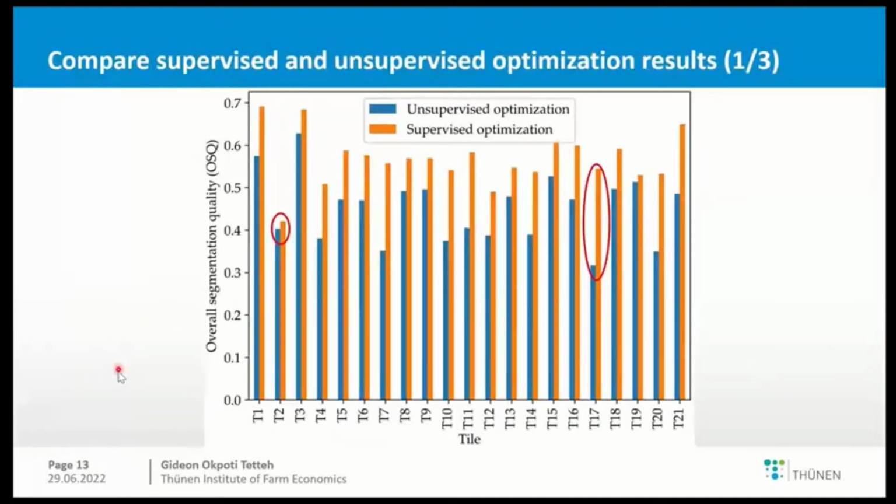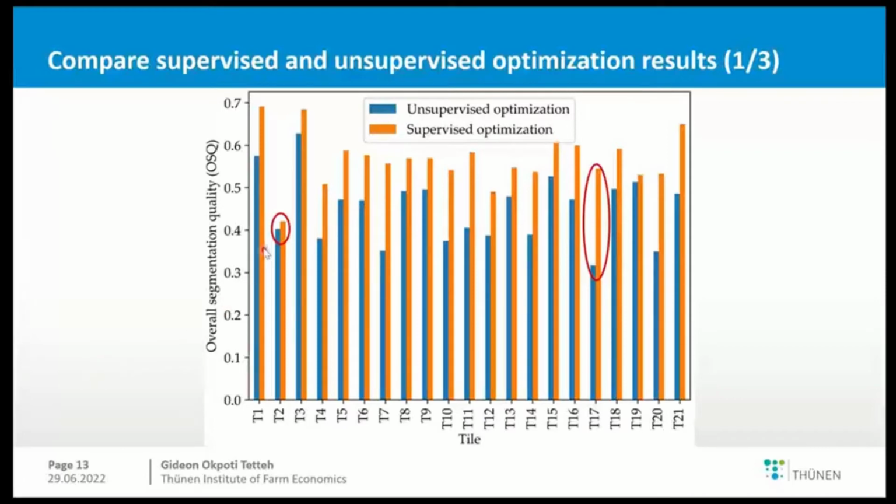So here is a bar chart showing the segmentation accuracies of the unsupervised optimization, the blue bars, and then the supervised optimization, the orange bars. On the x-axis are some selected tiles, and on the y-axis are the corresponding segmentation accuracies. Overall, what you can see is that the supervised approach performs better than the unsupervised approach, which is quite understandable because here we are using reference data during the optimization process.